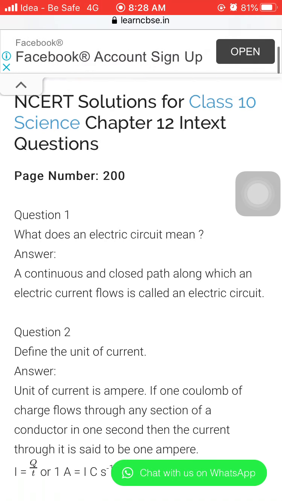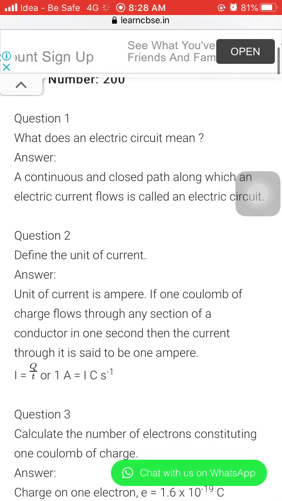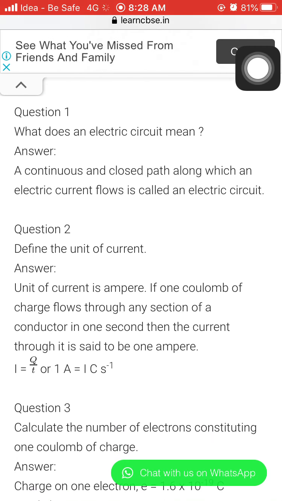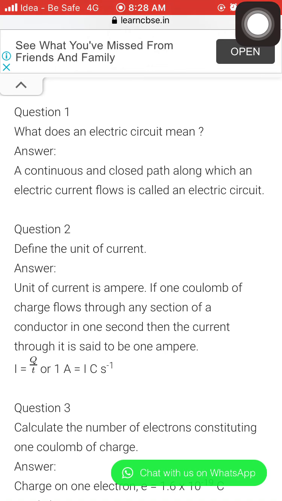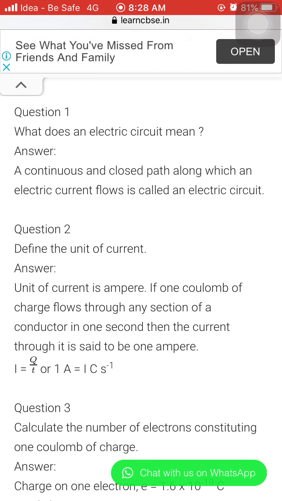What does an electric circuit mean? So basically here the answer would be, you can find the same answer, same line in your NCERT book. A continuous and closed path along which an electric current flows is called an electric circuit.